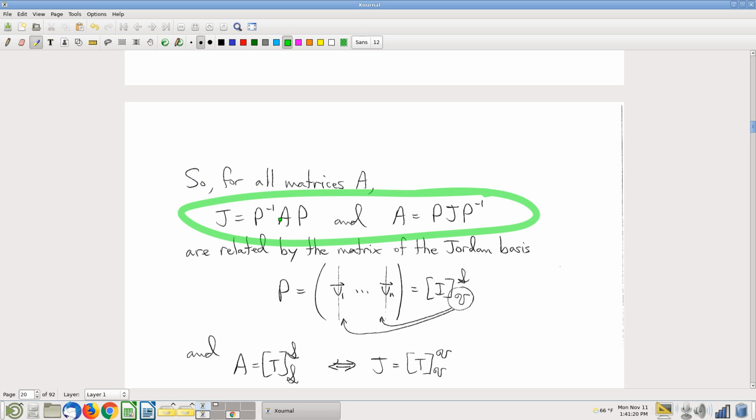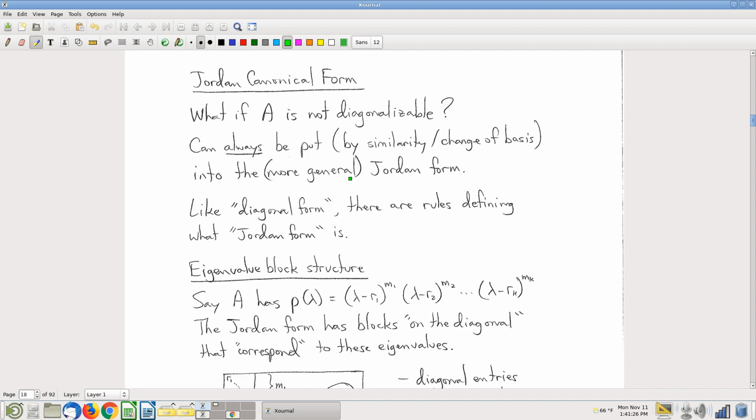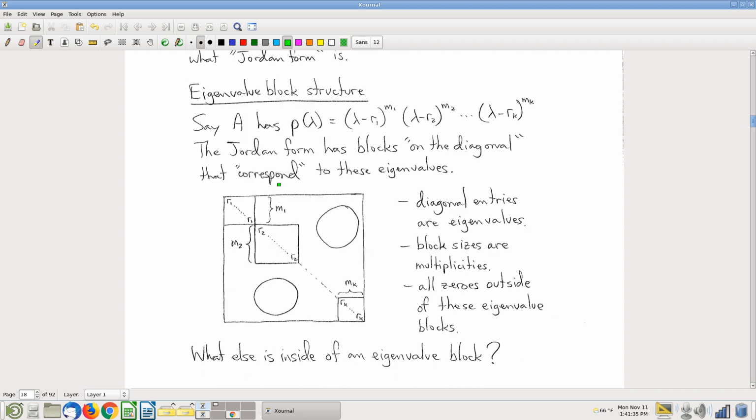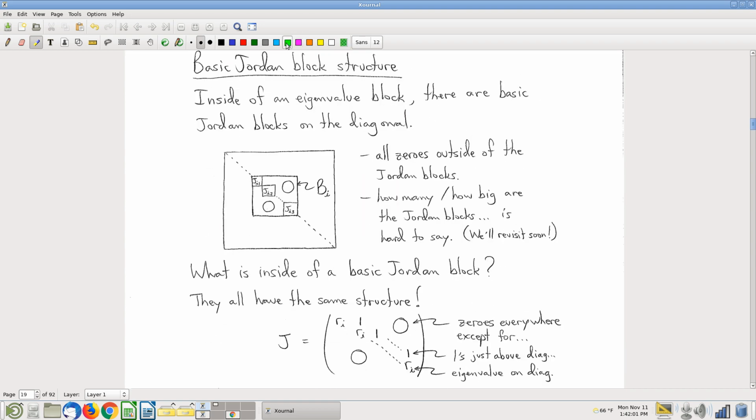Now, let me remind you again, real quick. We spent a bunch of time talking about this last time. I don't want to go through the whole thing again, but what is Jordan canonical form? That consolation prize that you can always do when a matrix is not diagonalizable. The large scale structure is that there are these things called eigenvalue blocks. Well, I call them eigenvalue blocks. The book doesn't give them a name. Eigenvalue blocks because the diagonal entries are the eigenvalues and the dimensions are the multiplicities. How nice.